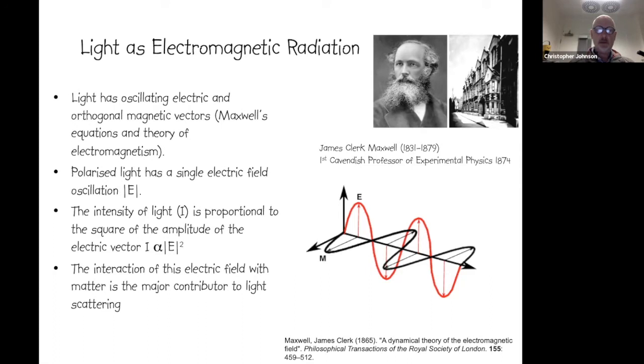Within those, you find that light is composed of oscillating electrical and orthogonal magnetic vectors, or that's the description. When you consider polarized light, this polarized light has a single electrical and a single magnetic field. The intensity of light, which we're often interested in, is proportional to the square of the amplitude of this electric vector. And it's the interaction of this electric vector with matter which is the major contributor to light scattering.